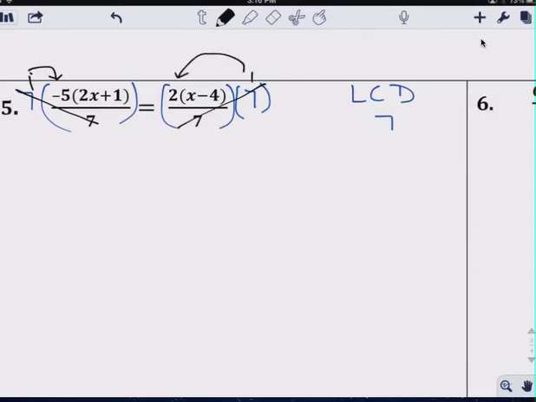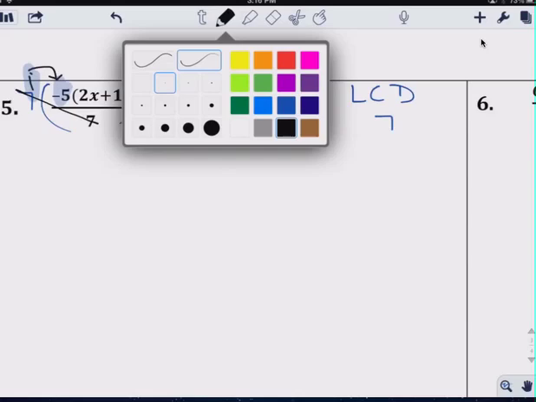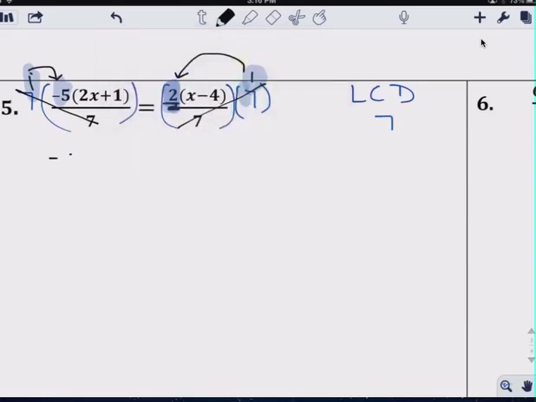You only multiply to the 2. You only multiply to the outside number. This one here, the 1. Only multiply to this 2 over here. Okay? So 1 is like a safe number, easy. So you get negative 5 times 2x plus 1 equals 2 times x minus 4.